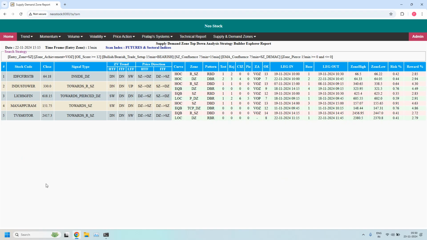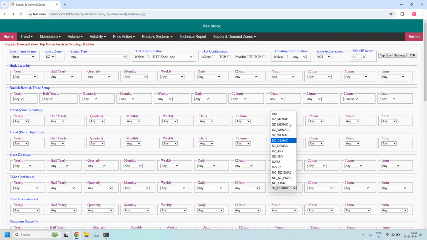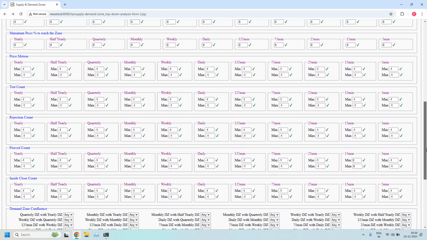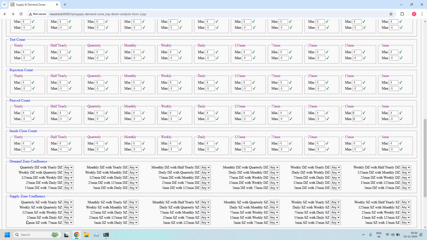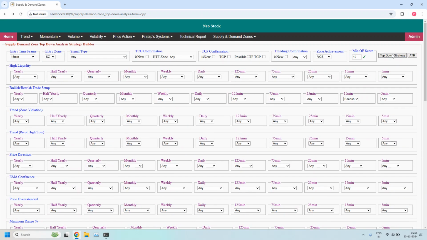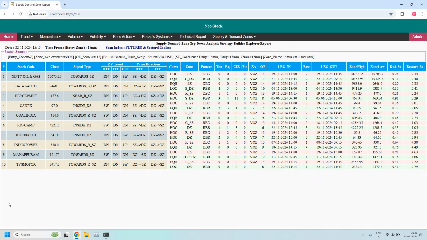Okay, next let us look for LTF, ITF, HTF supply zone confluence. I am removing this EMA filter. We need to set 3 filters. The first filter is already enabled, that is 15 minute supply zone confluence with 75 minute supply zone. Second filter is 15 minute supply zone with daily supply zone confluence. Third filter is 75 minute supply zone with daily supply zone confluence. With all the 3 filters, LTF, ITF, HTF supply zone confluence, we got 10 stocks.